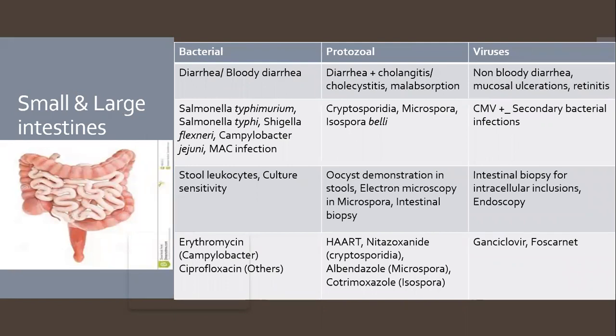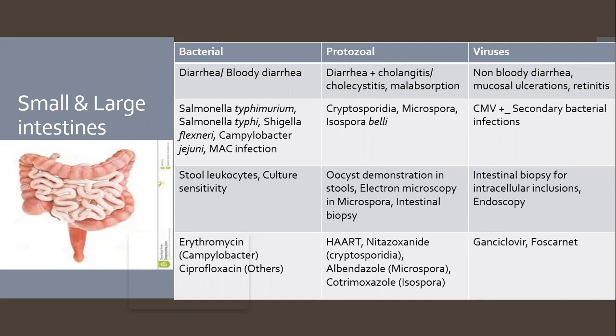A virus is not going to invade the tissue. So you are going to have a non-bloody diarrhea. But mucosal ulcerations can occur. I'll tell you later. Protozoal infection, please remember, diarrhea plus cholangitis, diarrhea plus malabsorption, always think of protozoal infections. So what are the bacteria which can cause diarrhea? Salmonella typhi, the one which causes typhoid, Salmonella typhimurium, Shigella flexneri, Campylobacter jejuni, and Mycobacterium avium complex. I told you one of the extra pulmonary manifestation of MAC infection is diarrhea.